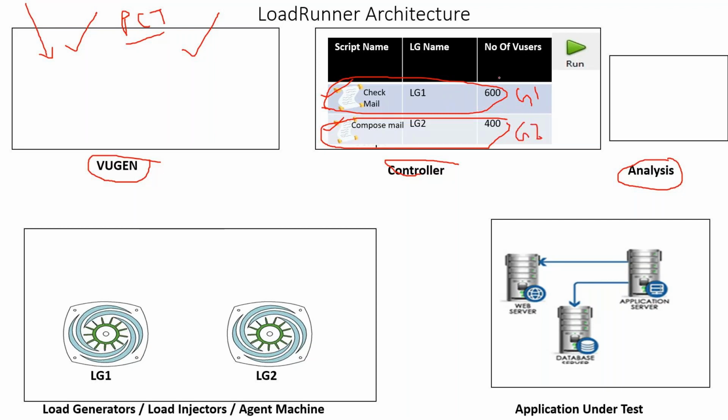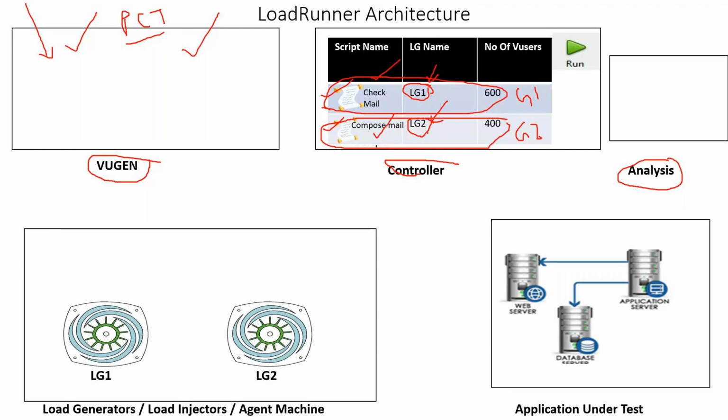In group one, the script is checkmail. In group two, the script is compose mail. Then you can assign the LGs, the load generators. Again, I assume that you already know what a load generator is, because the prerequisite for this course is prior knowledge of LoadRunner. The load generator is the one which gives the virtual users. Without the load generator, you will not be able to get the virtual users. Definitely the load generator is required.